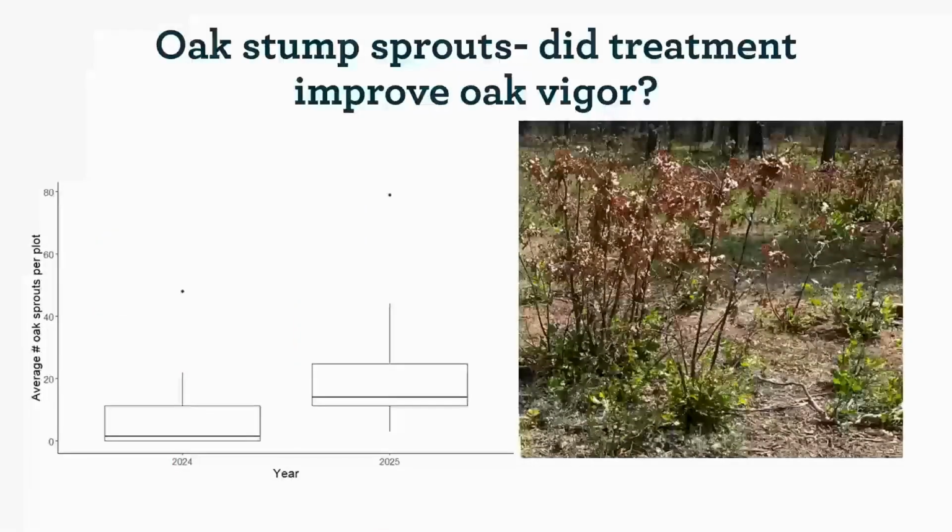There was a moderately significant increase in oak stump sprouts after prescribed fire. The oak stump sprouts averaged about 9 per 24-foot radius plot before the treatment, and then 22 after the treatment. And this is what the oak stump sprout looks like. So they were about, I'd say, 2 to 3 feet tall before the fire. Fire killed the tops of them, and then you can see at the bottom they already resprouted with that nice fresh green regrowth.